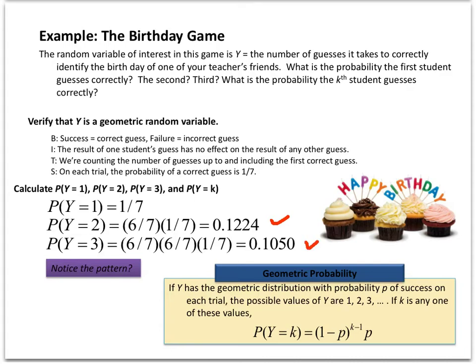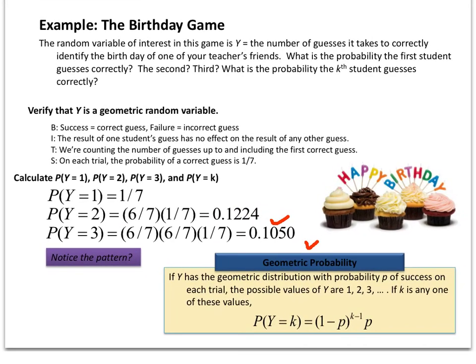So you can see there's a pattern there. It's the number of failures times the final success. And hence, this is the formula that we use for geometric situations. Right there. Okay, so 1 minus p is the probability of failure, raised to 1 less than whatever result we're looking for, times p, since we finally hit the success on the trial that we're looking for.